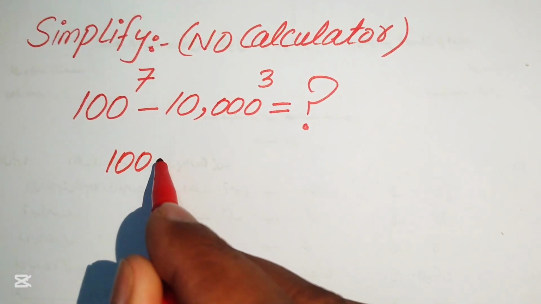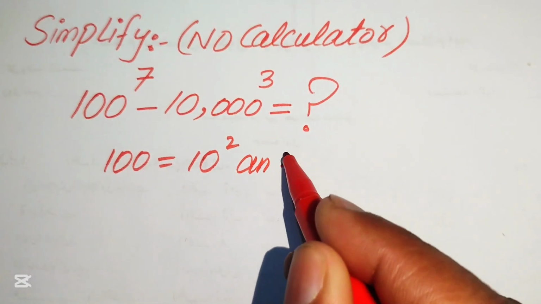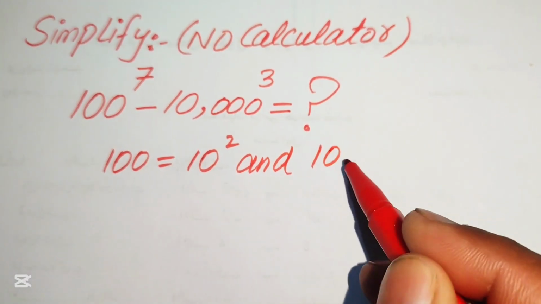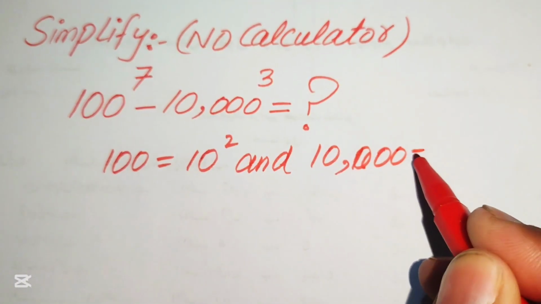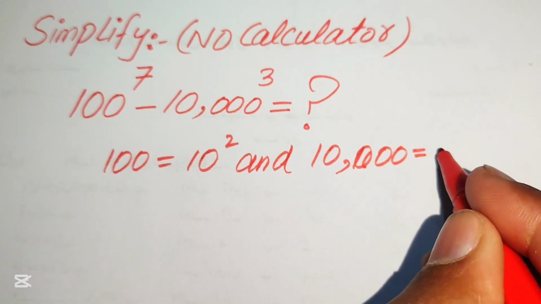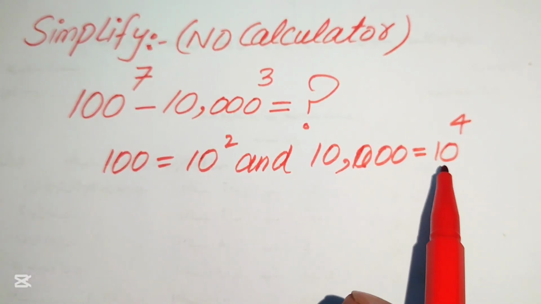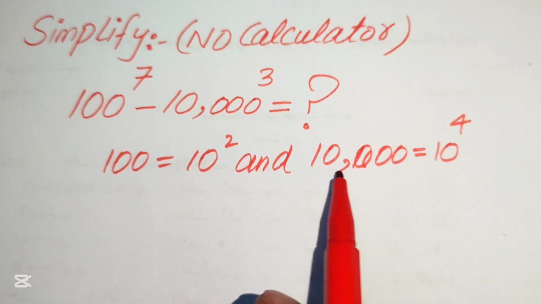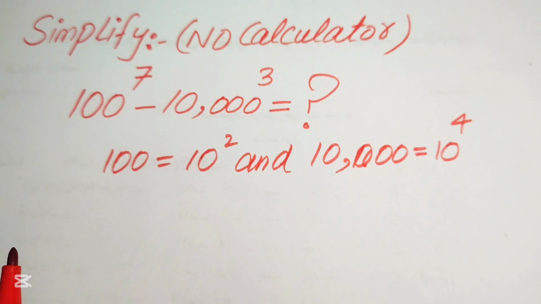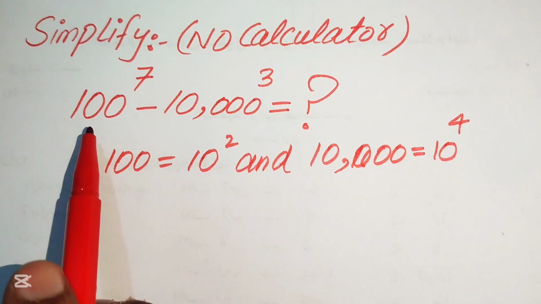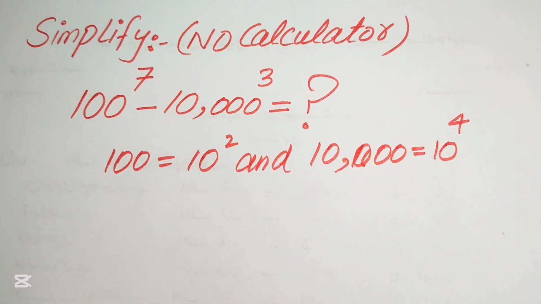We write 100 equals 10 square, and we write 10,000 equals 10 to the power of 4. Okay, so if you open 10 to the power of 4, we will just write it as 10,000, and we write this 100 as 10 square. So after this step, we need to replace 100 equals 10 square and 10,000 equals 10 to the power of 4.